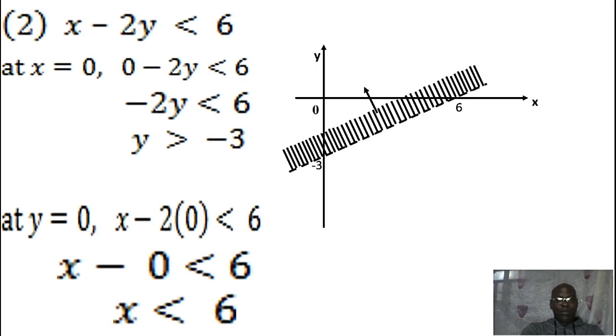Another example. The second one says x minus 2y is less than 6. If you put x equal to 0, we shall get 0 minus 2y to be less than 6. So that minus 2y is less than 6. Remember what I told you in the other class? You are to divide both sides by minus 2. When you divide this by minus 2, you get y.